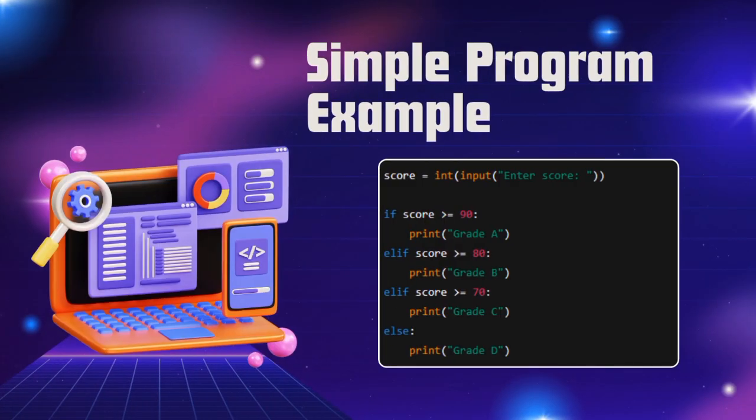Here's a classic example, a grading program. We take input from the user, check each condition from the highest to lowest, and print the grade that matches. This is one of the most common uses of branching.